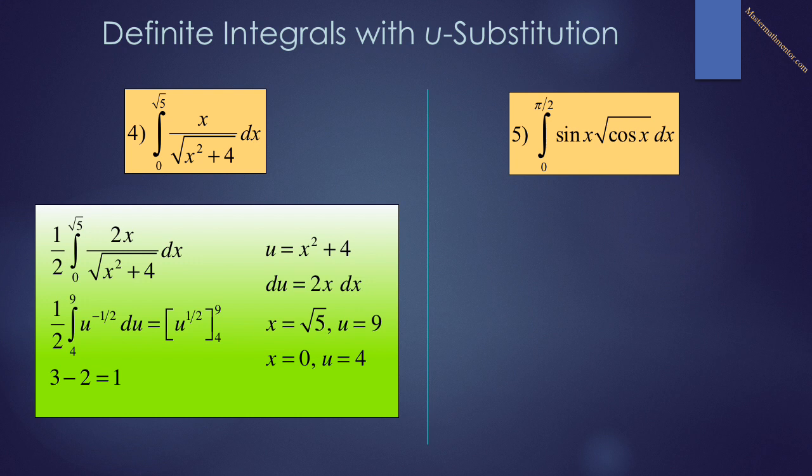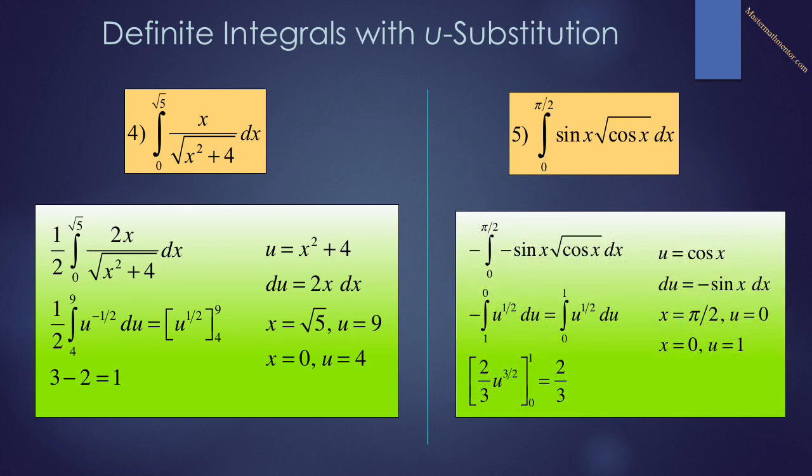You might have thought it strange that one of your limits of integration was the square root of 5, but there is a reason for it. When x is the square root of 5, we get a nice value of u, which is 9. So this becomes 1/2 the integral from 4 to 9 of u to the negative 1/2 du, which is u to the 1/2 evaluated between 4 and 9. And that becomes 3 minus 2, which is exactly 1.